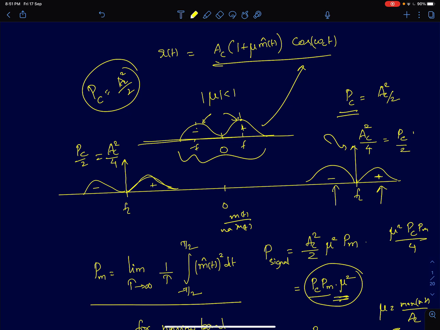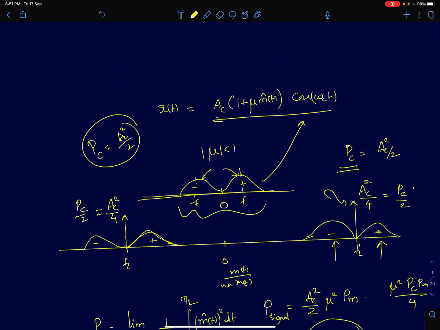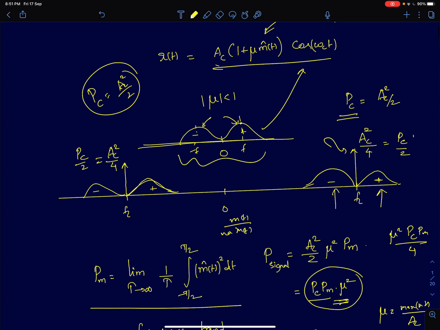Now the message signal power, we calculated in the previous lecture. We'll have to square this and find it out. So it will turn out to be mu square AC square by 2 into PM. PM is the normalized message signal's power. So that's the total signal power which I've written here. I'm going to write AC square by 2 as PC. Then the total signal power is given by PC PM into mu square. This is the total power contained in the signal.